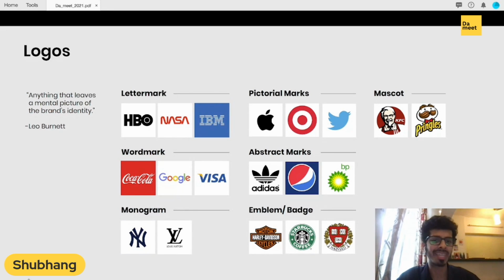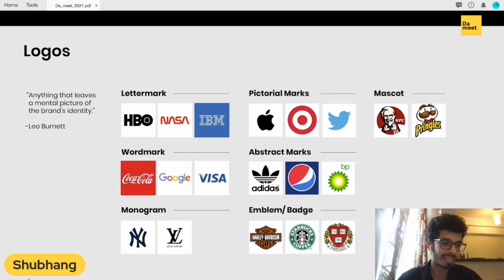Of course, it can be a little messy as well. It's not hard and fast. All these classifications aren't hard and fast. But just to give you a quick example of how these are classified, letter marks are basically acronyms. Like HBO is Home Box Office, of course. So acronyms made into a logo is a letter mark. A word mark is the entire name of the brand written in a typographically creative manner.